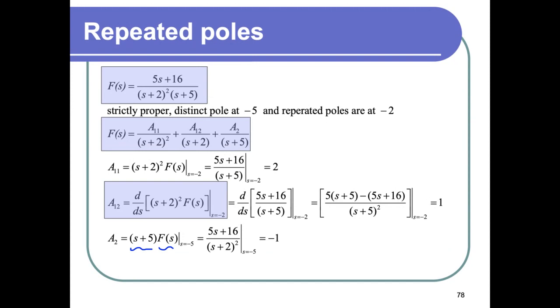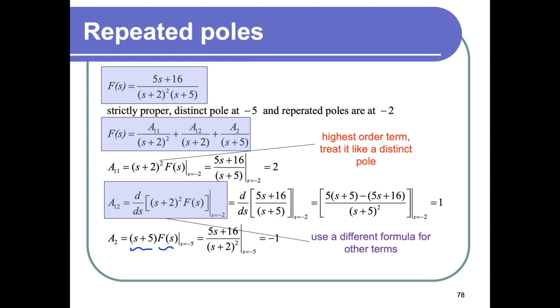Yes, Abdullah. And if we have A13? Okay, this is a good question. You will take a second derivative for the third term. And then we will also have a formula because you need to multiply by an appropriate scalar. So we will give you the general formula, which you can apply for repeated poles with multiplicity greater than 2. Okay, clear. So the highest order term, treat it as distinct and use a different formula for the other terms.